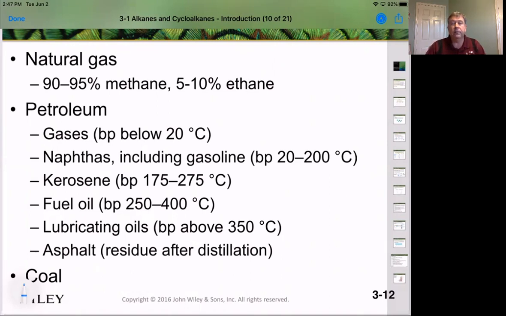The other source of hydrocarbons we have is from coal. In coal they tend to be higher molecular weights, and therefore they are still hydrocarbons. However, they are not liquids. They are in the solid form at room temperature.